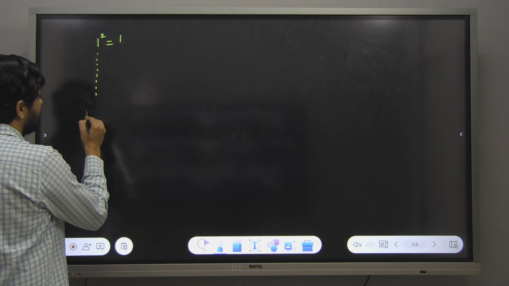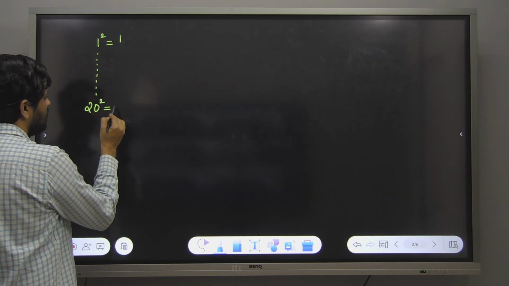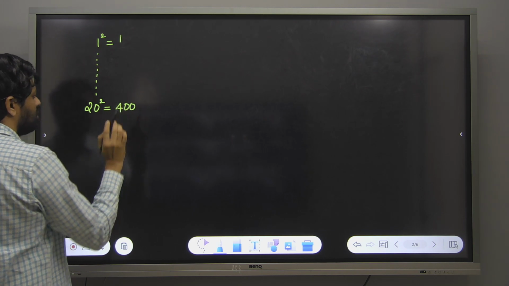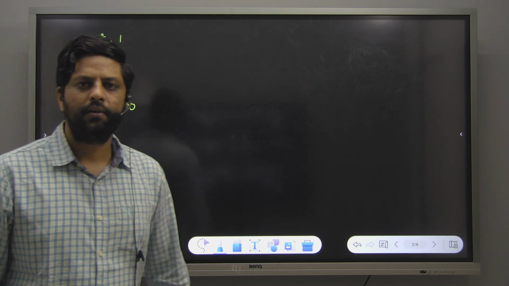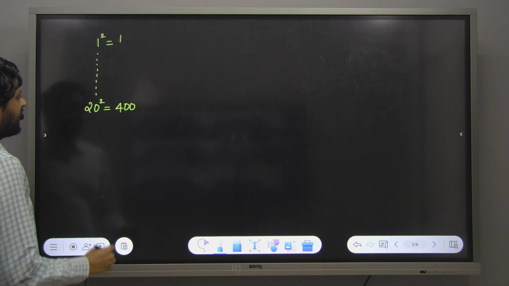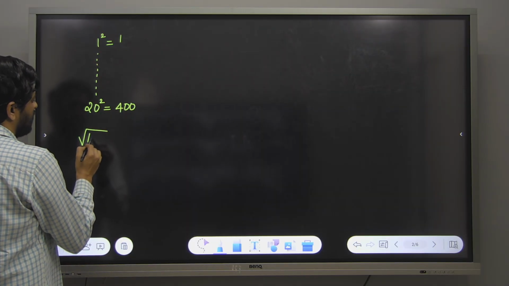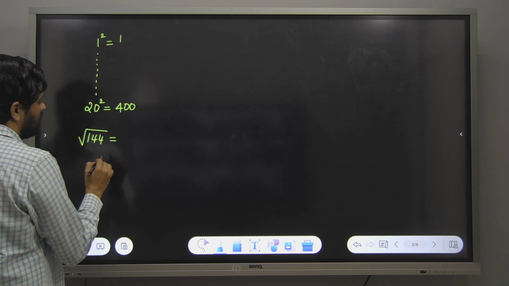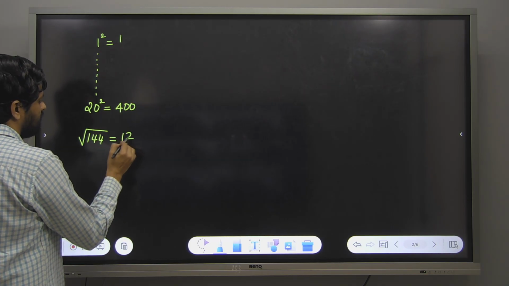Up to how much do you know? You know it till 20 square, I hope? Yes, sir. 20 square is 400. You know until 20 square. If I ask you what is the square root of 144? 12, sir.